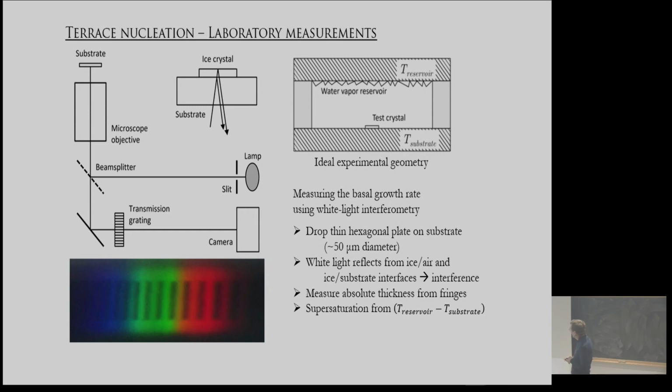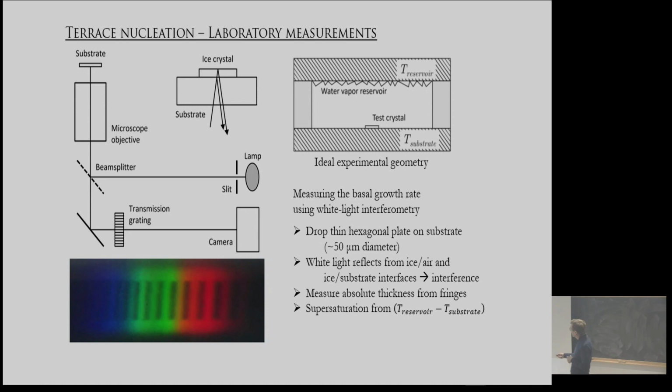So you have a crystal sitting up here on the substrate. You have a lamp, just an incandescent lamp, shine it through a slit, and it goes up through the microscope and hits the substrate. That light bounces off two surfaces, this surface and this surface. In each surface, there's an index jump from glass, or sapphire in our case, to ice, and ice to air or vacuum. Those two index jumps are comparable in size, and so you get two reflections, and they interfere with one another.